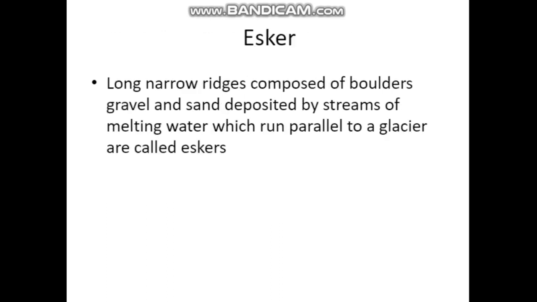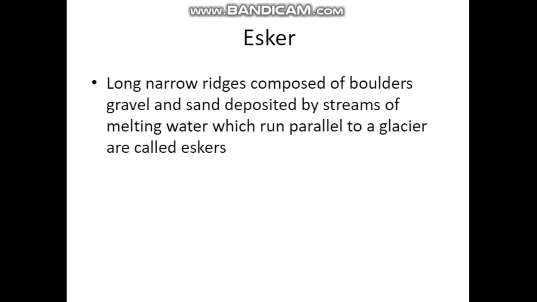Next one is the esker. What do you mean by this esker? What is called esker? It is the long, narrow ridges composed of boulders, gravel and sand deposited by stream of melting water which run parallel to the glacier are called esker. So, what do you mean by esker? Listen, this is also very important question. What do you mean by esker? Long, narrow ridges composed of boulders, gravel and sand deposited by streams of melting water which run parallel to the glacier are called eskers. Okay.